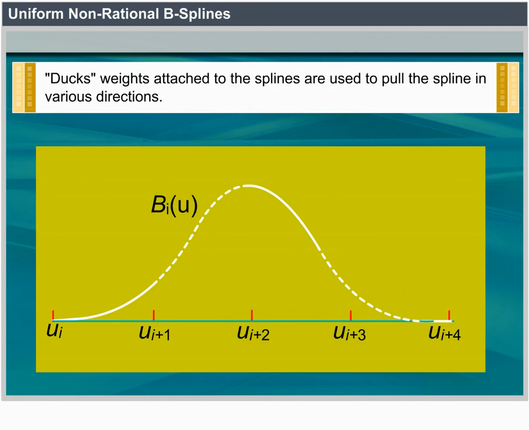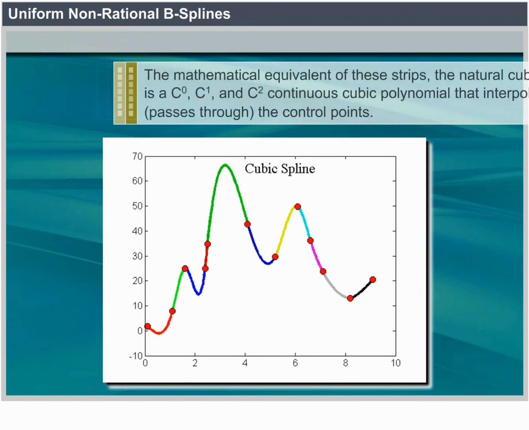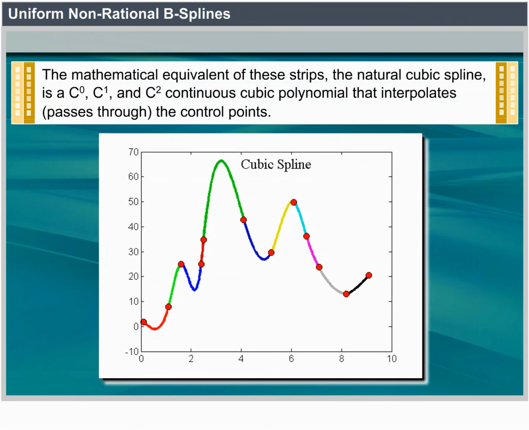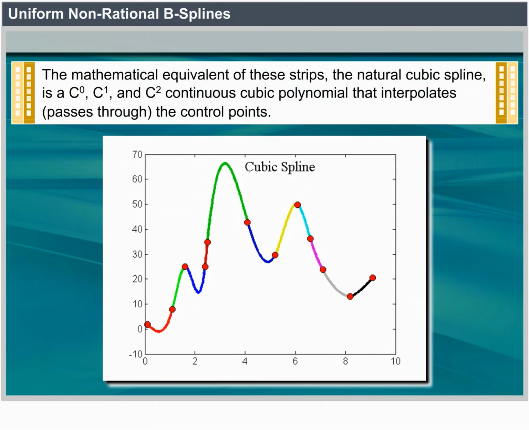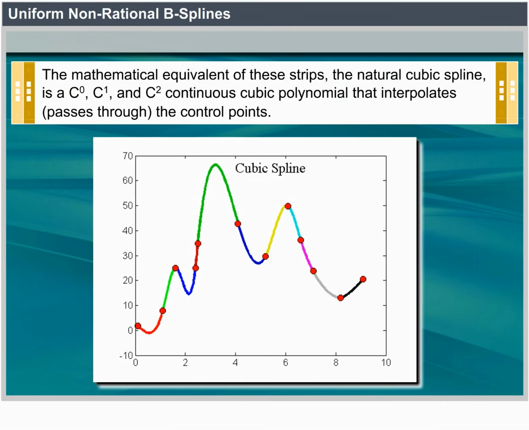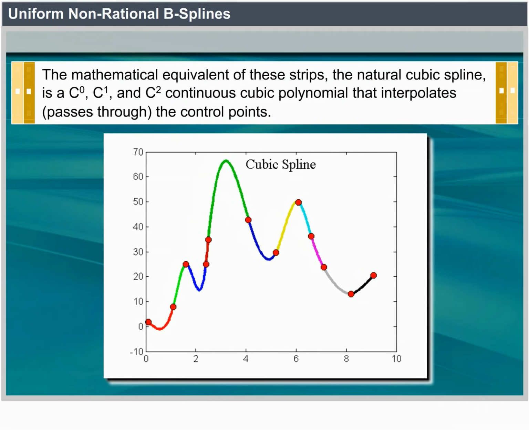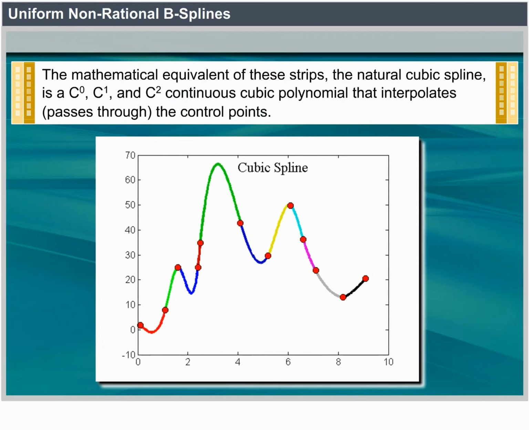The mathematical equivalent of these strips, the natural cubic spline, is a C0, C1 and C2 continuous cubic polynomial that interpolates or passes through the control points. This is one more degree of continuity than is inherent in the Hermite and Bezier forms. The splines are inherently smoother than are the previous forms.